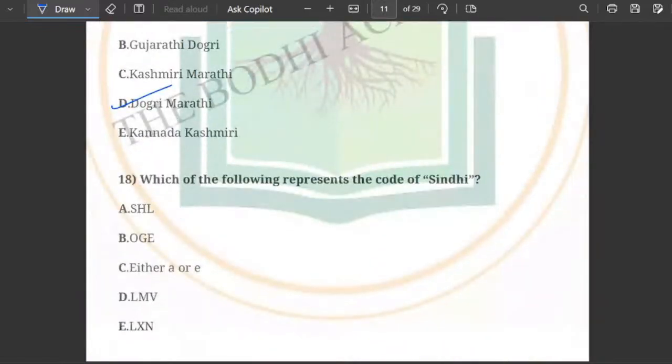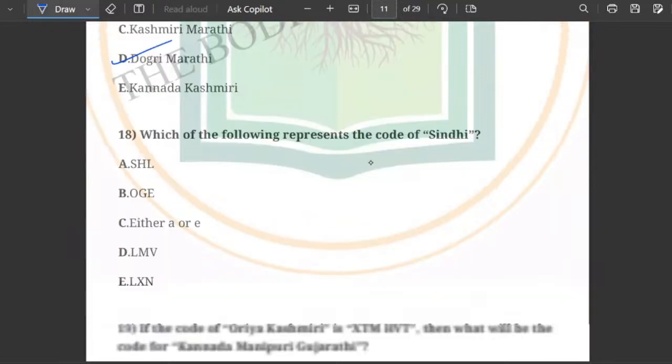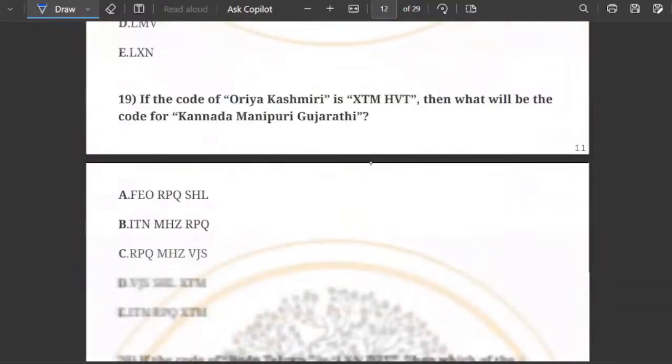Question number 18. Note it down. Okay. Question number 19. If the code of Oriya Kashmiri is XTM and HBT, then what will be the code for Kannada, Manipuri, and Gujarati? This we have to find out. And this you can easily find out by looking at the coded part, which we have solved just now.